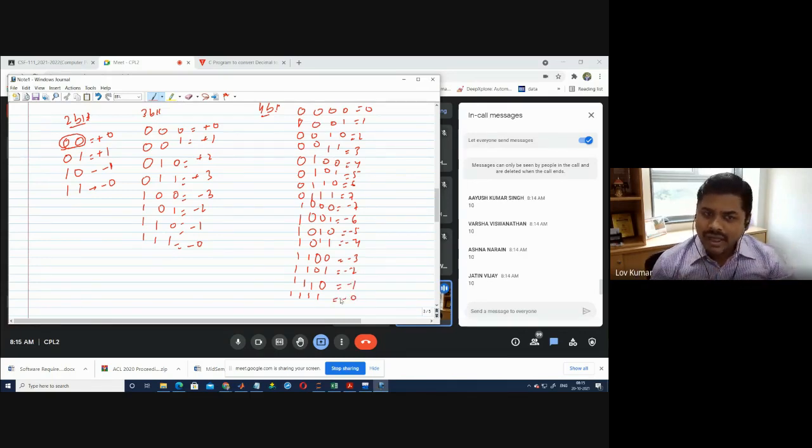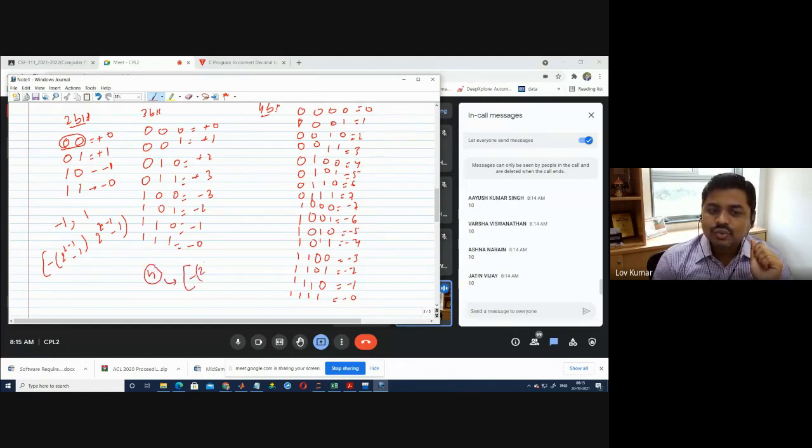Clear? Now, if the number is 2 bits, what is the minimum number you can represent? Minus 1. And the maximum? Plus 1. If you write the range, it is minus (2 to the power 2 minus 1) minus 1 to plus (2 to the power 2 minus 1) minus 1. So here the range is the same. If you take an n-bit number, the range is minus (2 to the power n minus 1) minus 1 to plus (2 to the power n minus 1) minus 1.